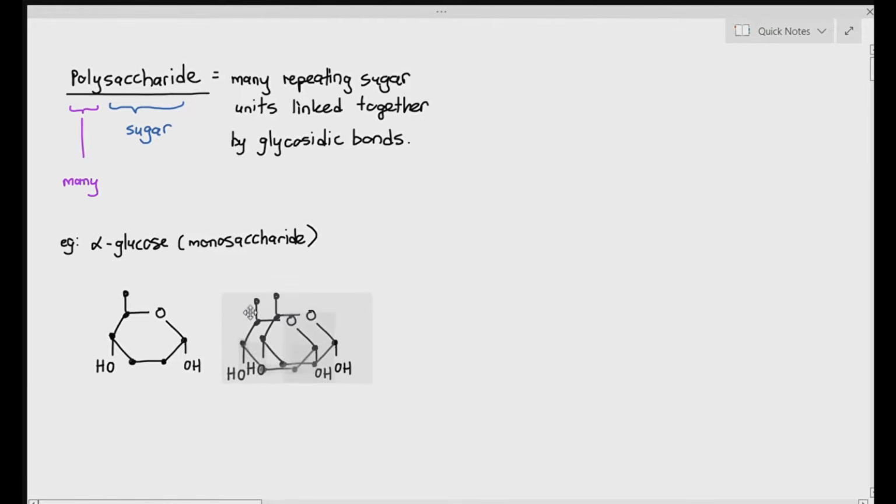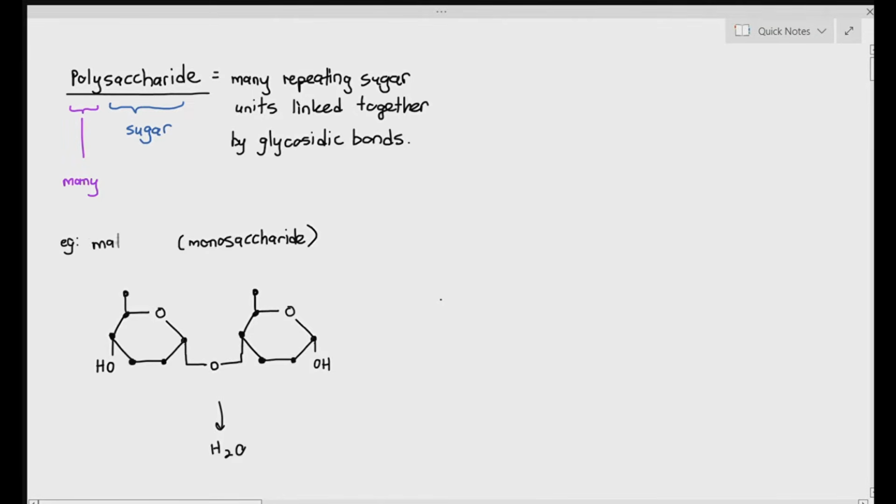But if we have two alpha glucose molecules right now, as you can see over there, if a condensation reaction happens where you remove a water molecule and you link together the two alpha glucose molecules, it forms something called a glycosidic bond. Now, this is known as a maltose, and maltose is referred to as a disaccharide. The reason why it is referred to as a disaccharide is because it's just made up of two monosaccharides linked together by a glycosidic bond.